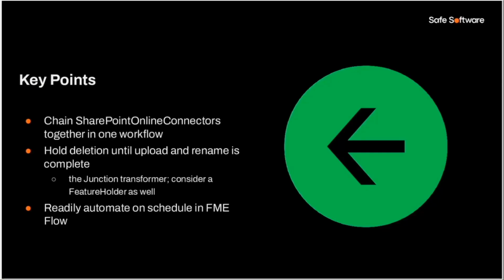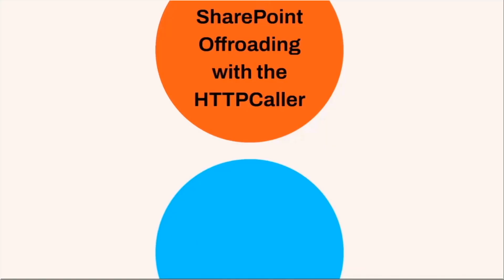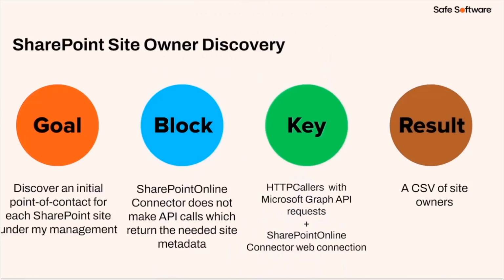Okay, so just quickly, and really the main point to highlight here is the fact that you can chain SharePoint Online connectors together in one workflow to essentially accomplish all of your file migration needs. And then once you have your workflow built and working happily, it's fairly simple to upload or publish it to your FME Flow instance and create an automation around this SharePoint maintenance activity. So next, I'm going to show you how to perform what I like to call SharePoint off-roading with the HTTP caller. Let's say you have a need to know of a point of contact for each SharePoint site you manage or use.